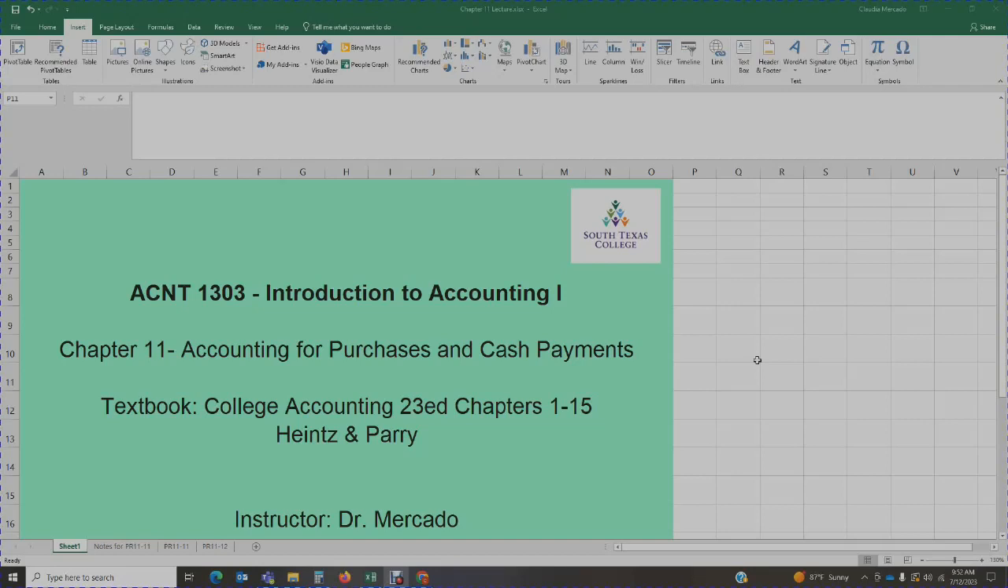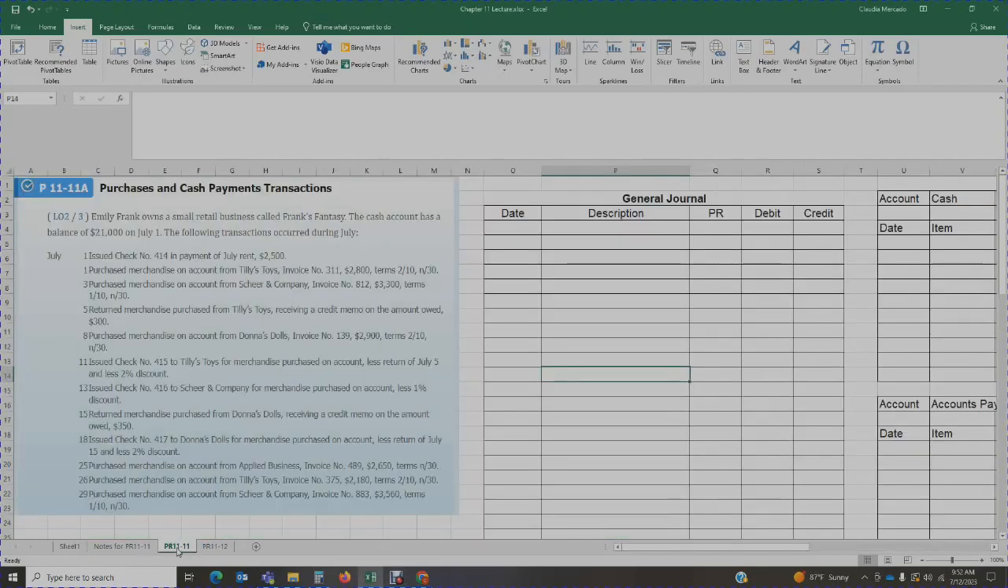Before we begin working on your assignments, please make sure that you read the entire chapter before you attempt any of your homework. Now, the problem that we're going to be covering is long. Please bear with me. This is going to be a long lecture, but I did want to cover this particular problem because we are going to be practicing a variety of journal entries.